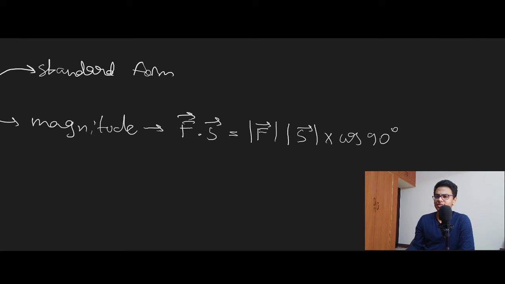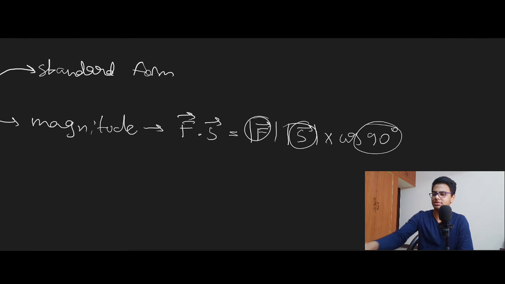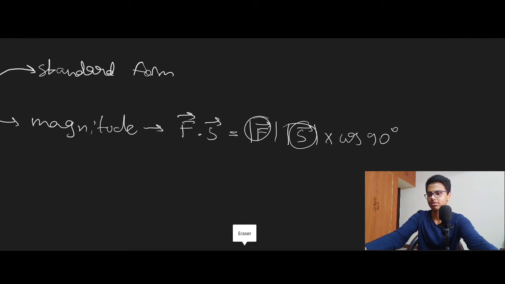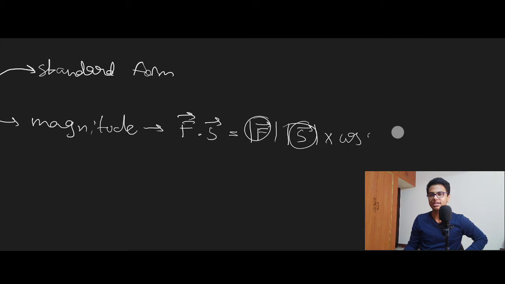Now, this is how we do it. We just have to find the magnitude of the first vector, right? Multiply it with the magnitude of the second vector, multiply it into cos 90, not cos 90. And this is just an example, right? Multiply it into cos theta. Theta is the angle between the two vectors, right? Just give me a second. Theta is the angle between the two vectors.